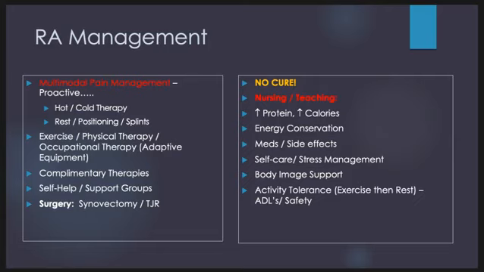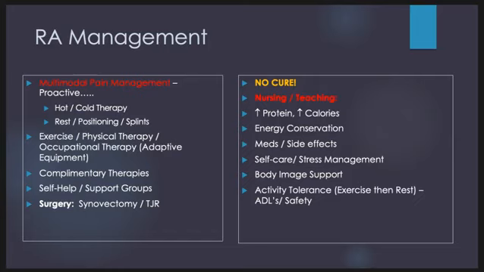Self-help or support groups can also be really beneficial for these individuals, to have a support group in general, but also to help them develop positive coping mechanisms. Surgery may also be needed down the line, such as a synovectomy. There is no cure for rheumatoid arthritis. This is a lifelong condition that will require multiple factors in order to relieve pain that they may endure, but also to slow the progression.